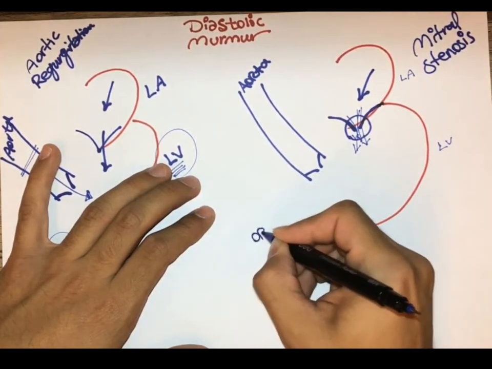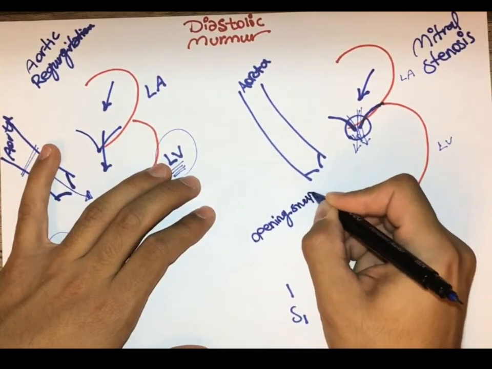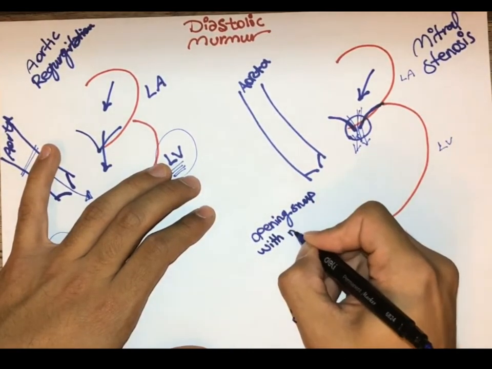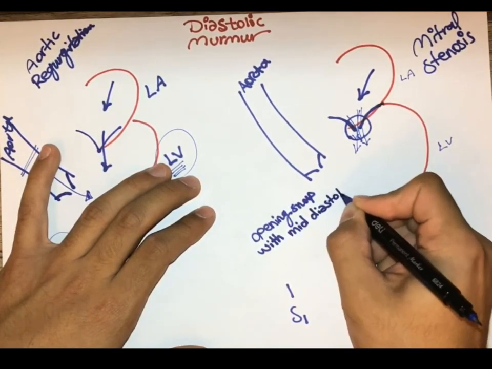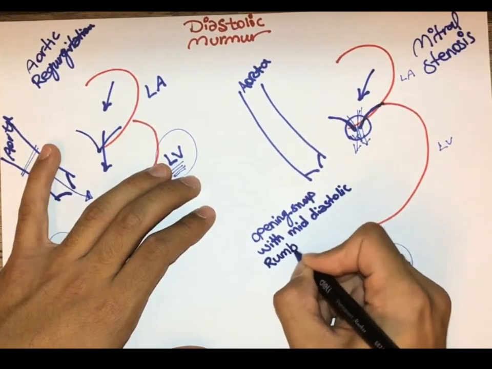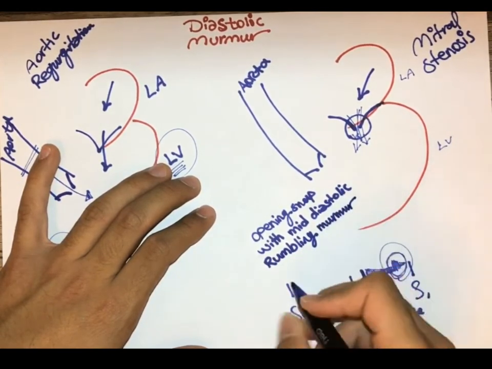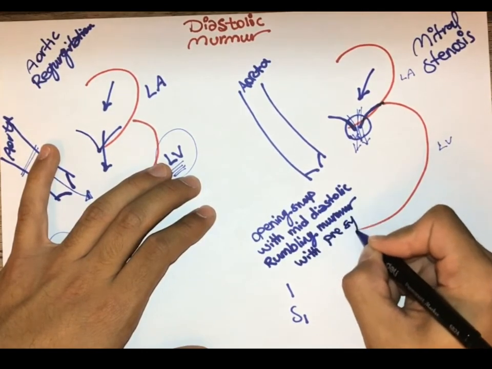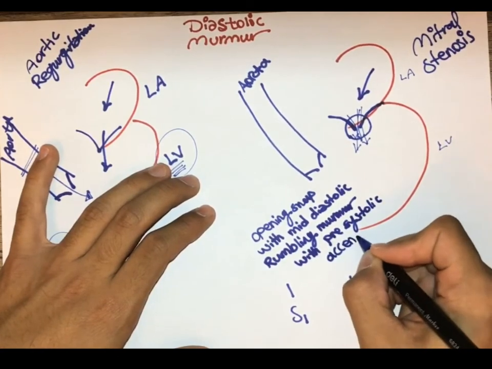An opening snap with a mid-diastolic rumbling murmur with pre-systolic accentuation.